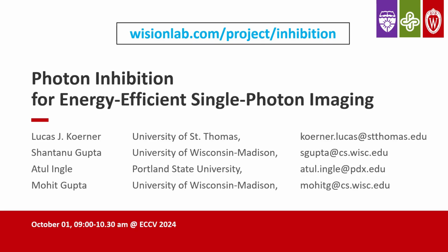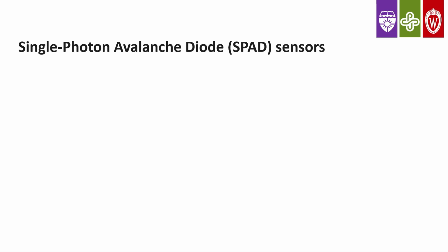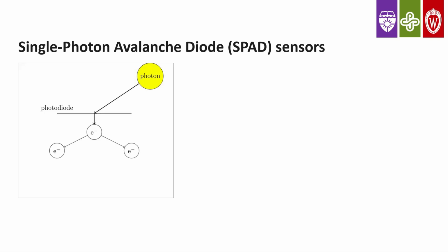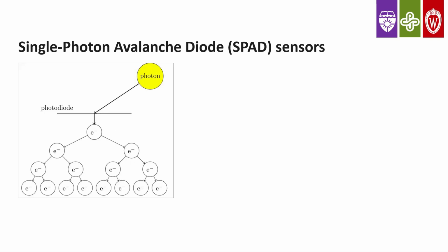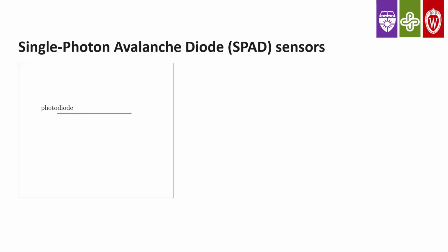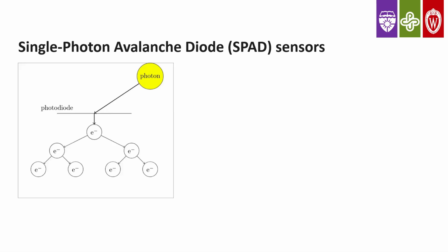Hello, this video is about photon inhibition for single photon sensors. Single photon avalanche diode sensors, or SPADs, are based on avalanche multiplication. A single photoelectron causes a chain of impact ionizations which results in a strong photocurrent at the end. This allows photons to be individually counted or timed.